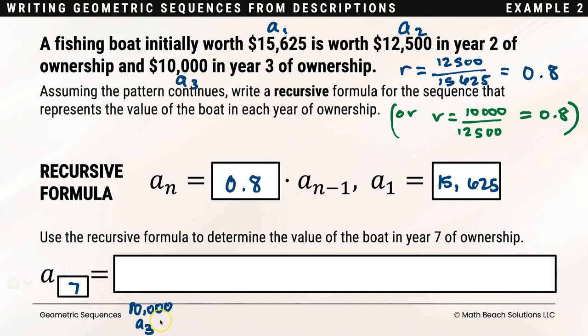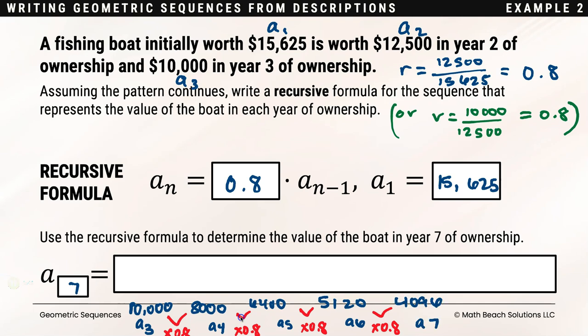Well, we know from our given information the first, second, and third year of ownership values. So at the third year, it was valued at $10,000. Then we need to multiply that by 0.8 to find its value at the fourth year, 8,000. Multiply by 0.8 again to get the value during the fifth year, and continue multiplying each term by 0.8 until you get the seventh term. And you'll see that the value of the boat in year 7 of ownership is $4,096 because term 7 of our sequence is 4,096.